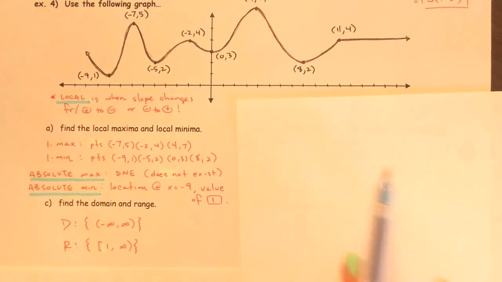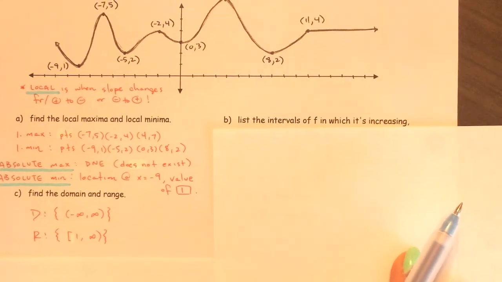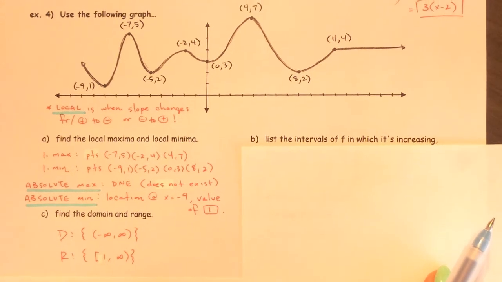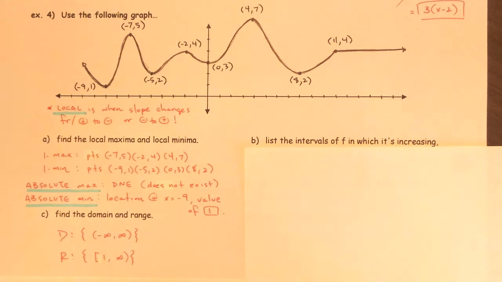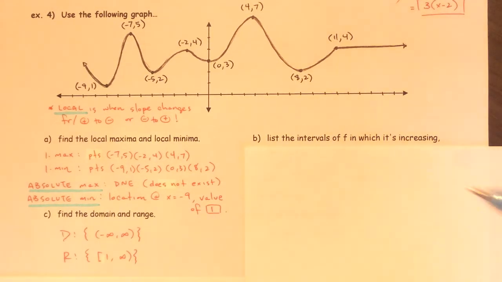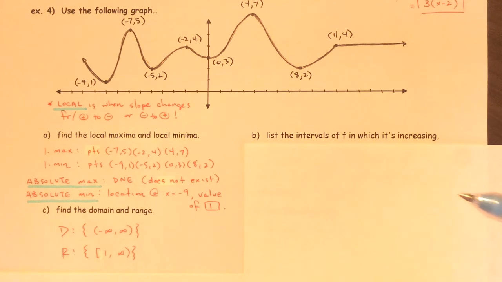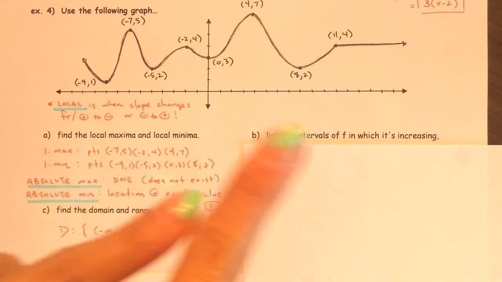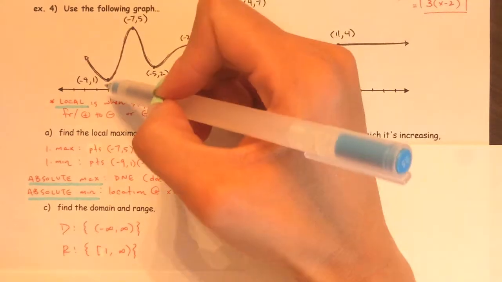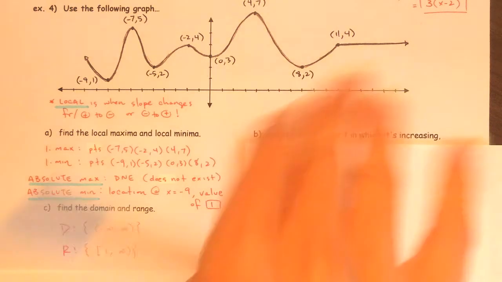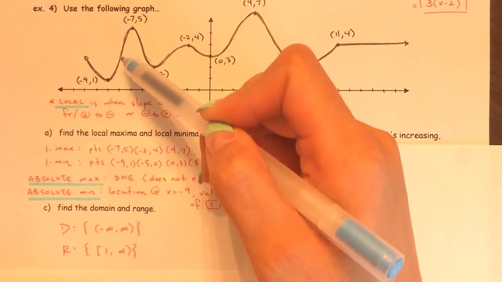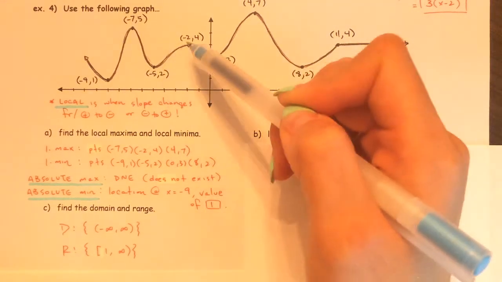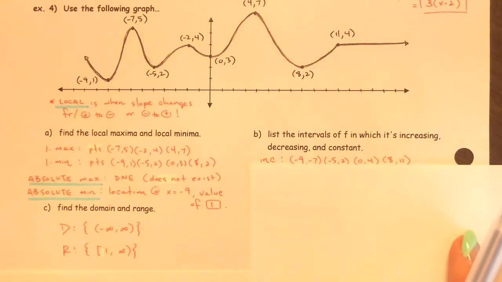Okay, so there's C. And then B, oh, I went in a different order. B, list the intervals of f in which it's increasing. This is more like a review of 2.2. So where are you increasing? Increasing would be positive slope, right? You have to increase to the right, by the way, it always goes to the right. You're on a roller coaster and it goes in one direction only. So you're increasing here and here and here and here. There are 1, 2, 3, 4 intervals.